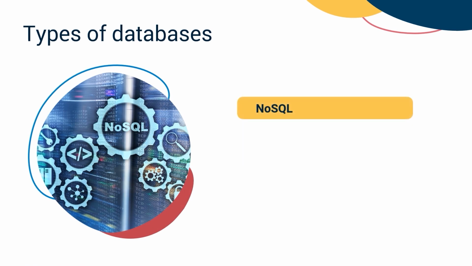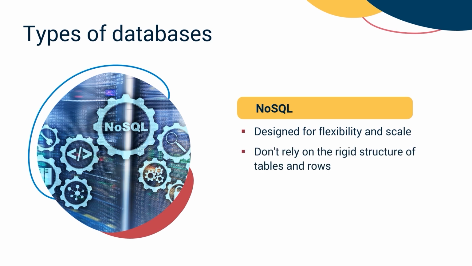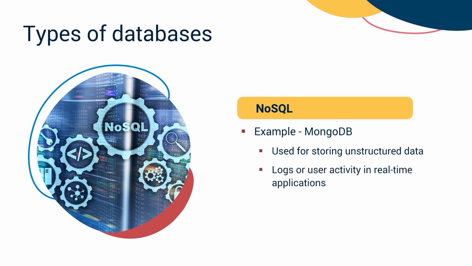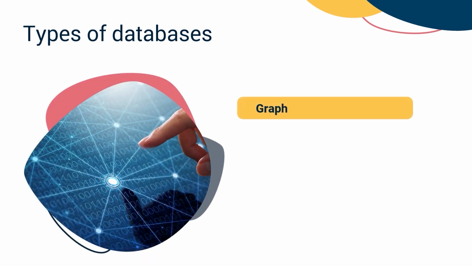Next are NoSQL databases. These are designed for flexibility and scale. They don't rely on the rigid structure of tables and rows. Instead, they might store data as key value pairs, documents, or graphs. For example, MongoDB, a popular NoSQL database, is used for storing unstructured data like logs or user activity in real-time applications.